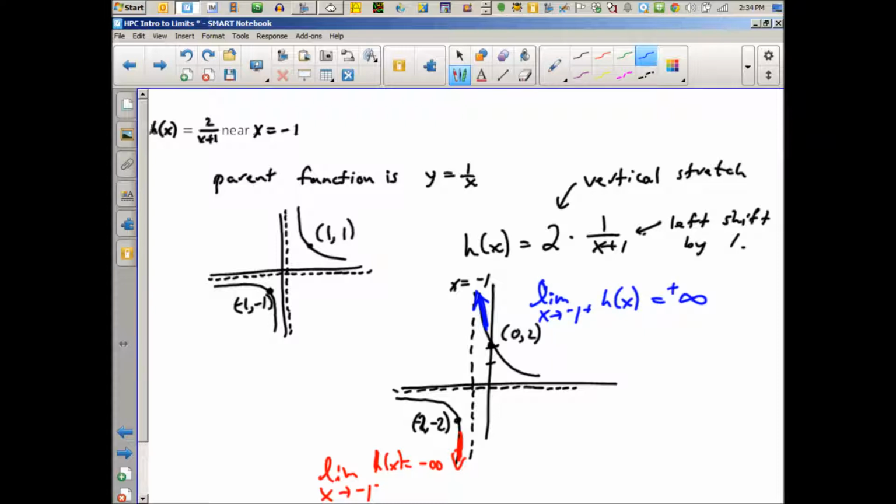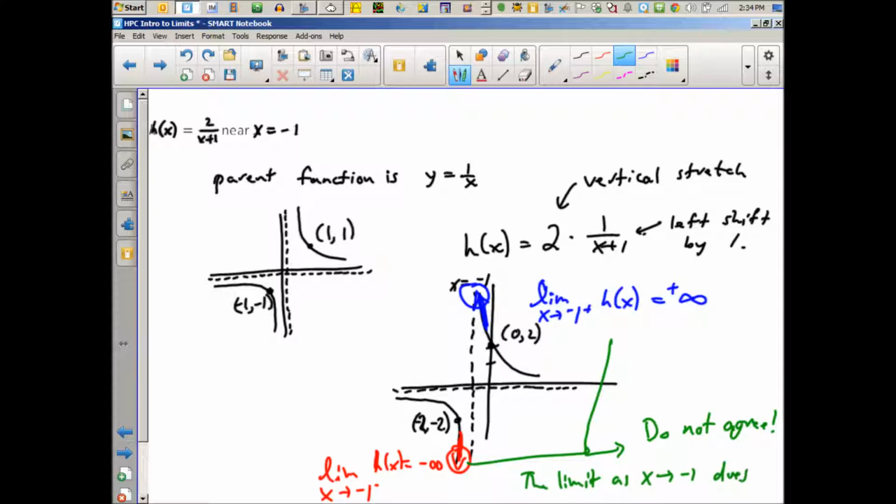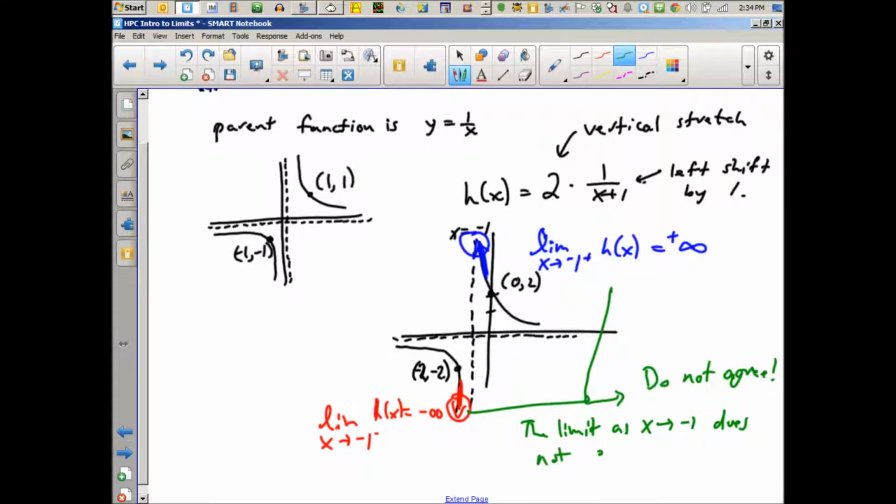Notice the graph is going indefinitely upwards, right? So we've got one arrowhead going down, one arrowhead going up, and you notice we do not have an agreement here. These do not agree. So this is a case where the limit doesn't exist. So you would write the limit as x goes to -1 does not exist. Or it is very common to just simply write DNE. So how do I know the limit doesn't exist? It's because one arrow is going down, one arrow is going up.